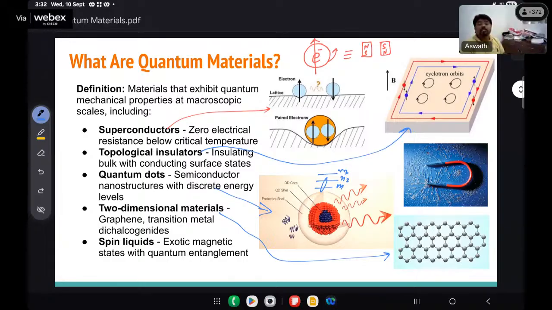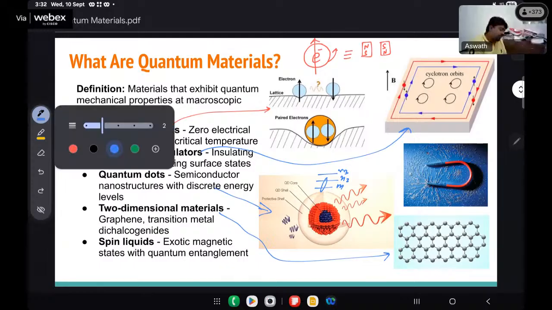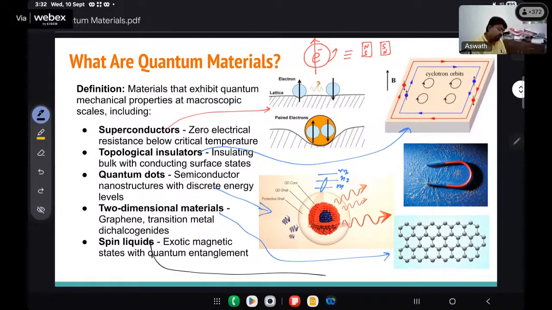Okay, so these are exotic magnetic states with quantum entanglement. This is just one figure I showed you of exotic materials. So something like a material which has spin particles with a spin or some magnetic moment.